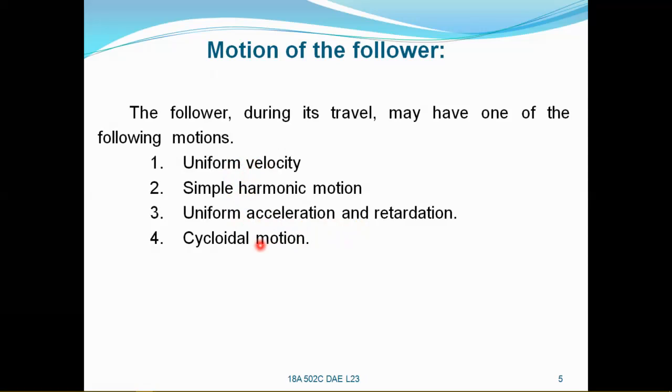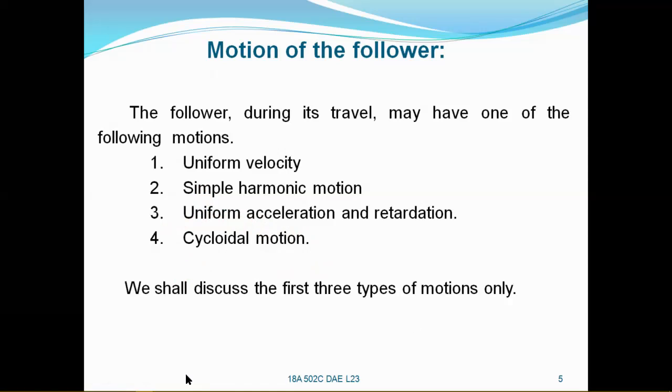As per our diploma syllabus, we have three types of motions: uniform velocity, simple harmonic motion, and uniform acceleration and retardation. We do not have the cycloidal motion for the follower as per our syllabus. So we shall discuss the first three types of motions only in this lesson.